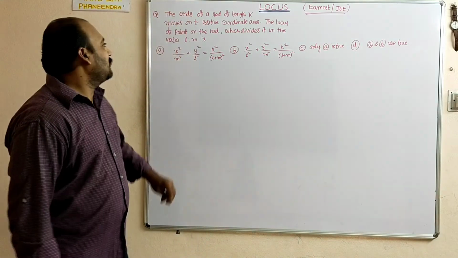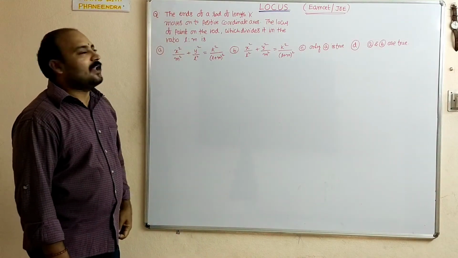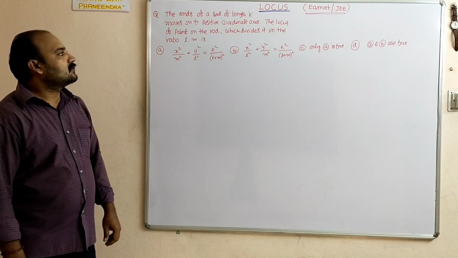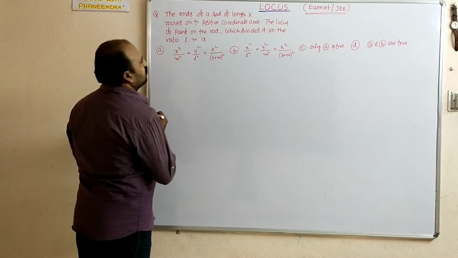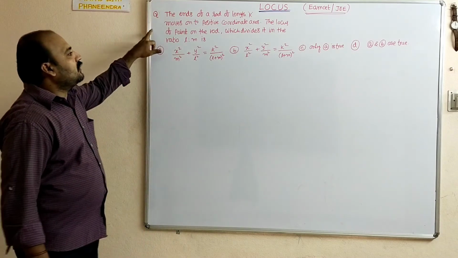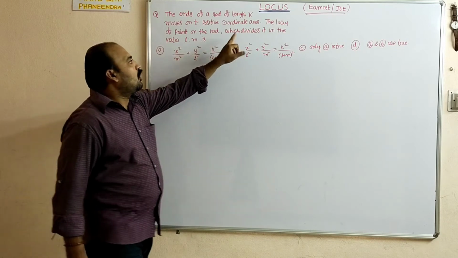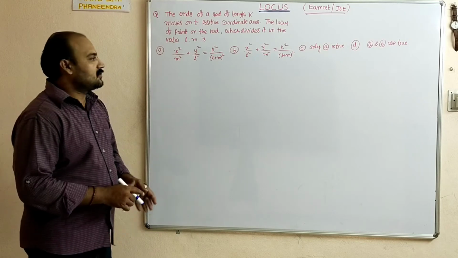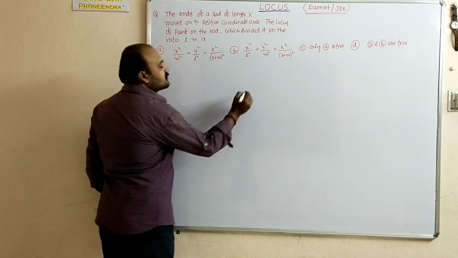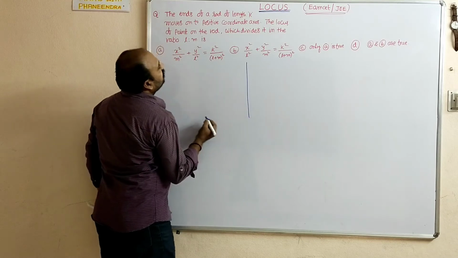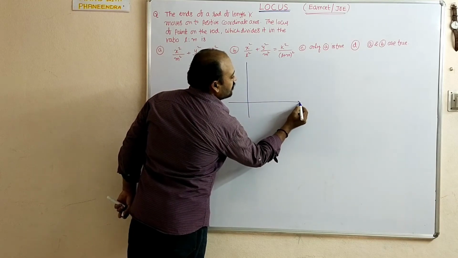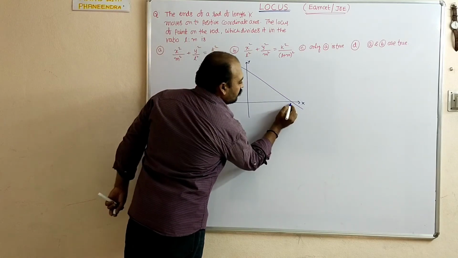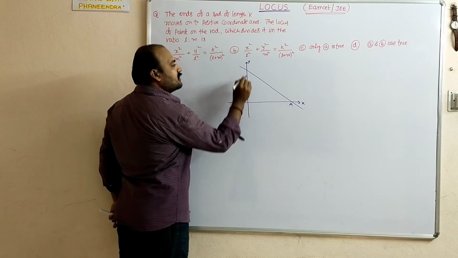The next question. The ends of a rod of length k move on the positive coordinate axes. Then the locus of a point on the rod which divides it in the ratio L is to M is. See here, first you have to draw the diagram like this. These are the positive coordinate axes, positive x-axis, positive y-axis. This is the rod which moves on the coordinate axes at A and B respectively.